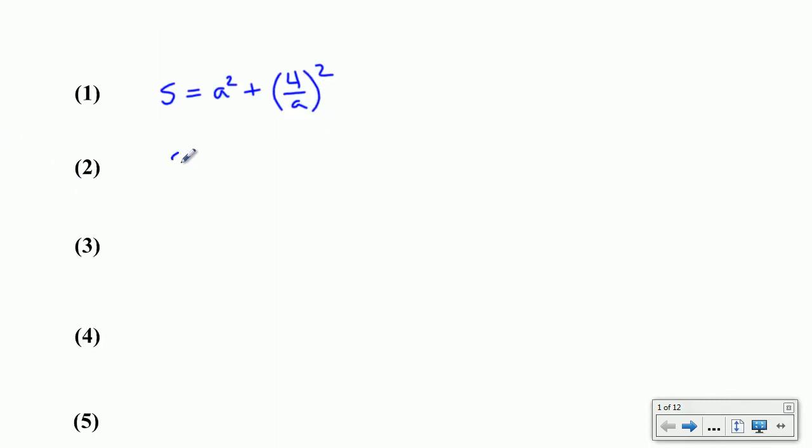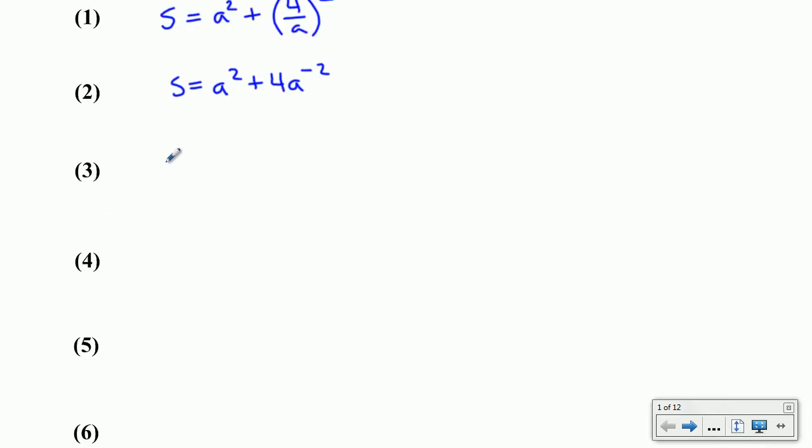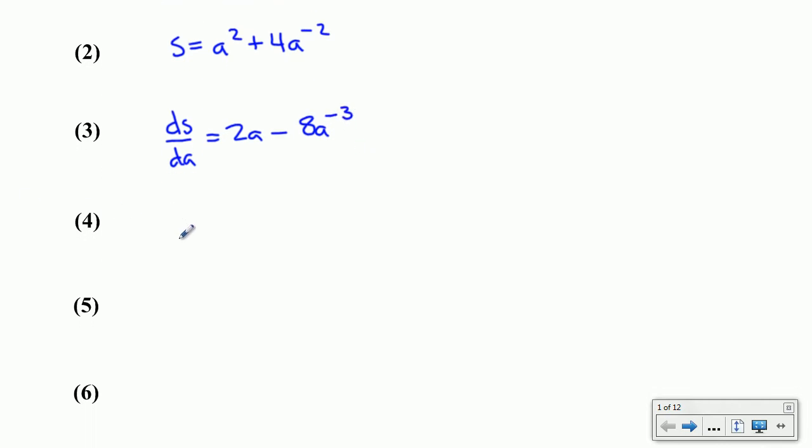Next, I'm going to simplify that a little bit. A squared plus 4a to the minus 2. Third step, I'm going to take the derivative of this, derivative of s with respect to a. So ds/da is 2a times da/da, which is 1, minus 8a to the minus 3. Next, I'm going to set that expression equal to 0 and see if I can determine a max. So I'm going to go 0 equals 2a minus 8a to the minus 3.